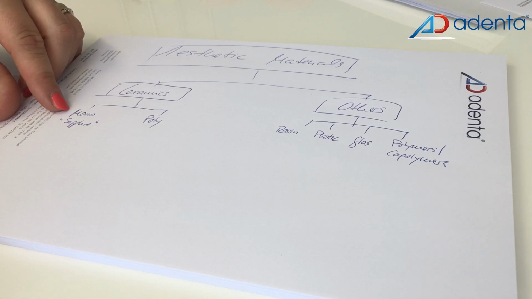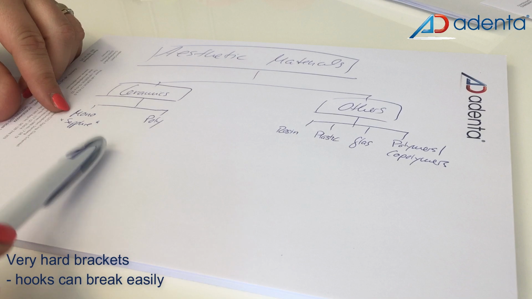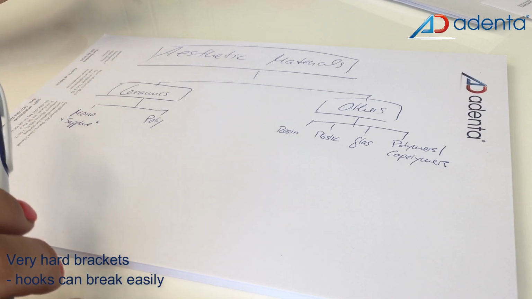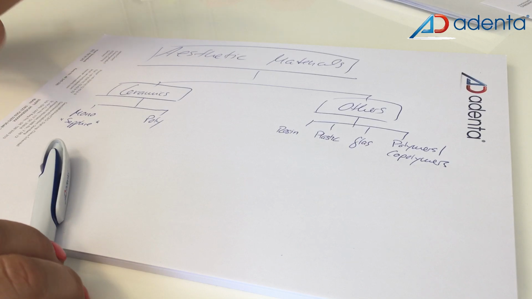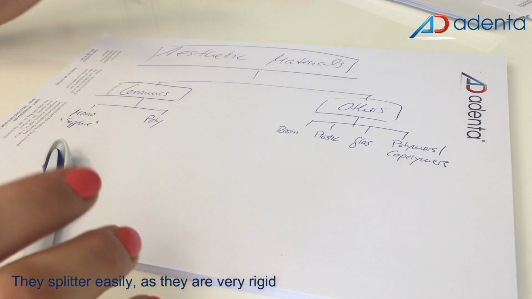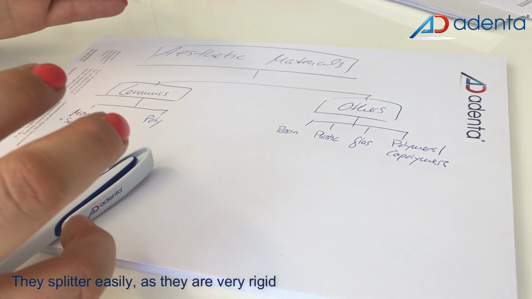However, they are pretty hard. And with hard, I mean really rigid. That means that if you touch the bracket, for example, with instruments and pliers, hooks break. And I'm sure everybody of you has seen cases where you have hooks broken off. The next thing is also that if you are debonding the brackets, they fracture, they splinter easily. Why? Because they're very, very rigid.